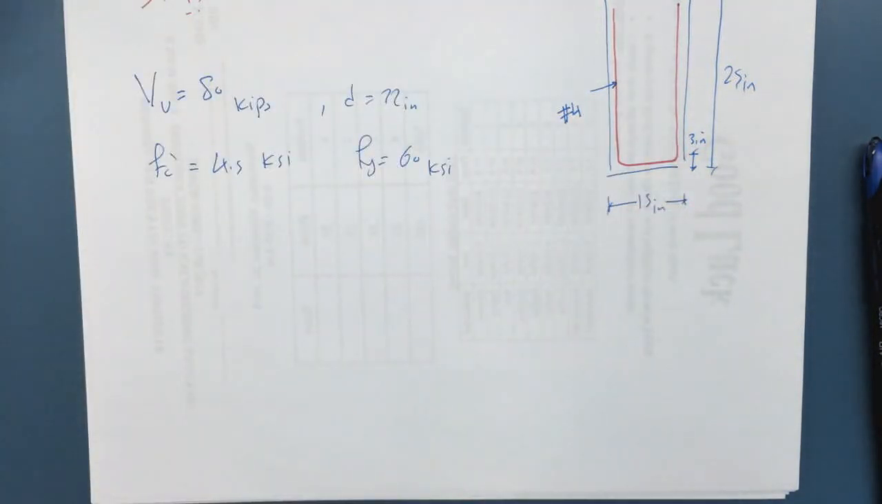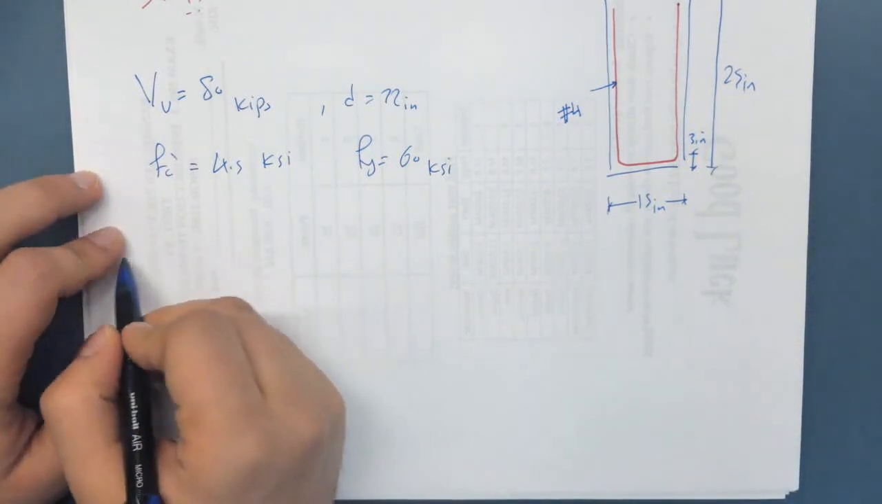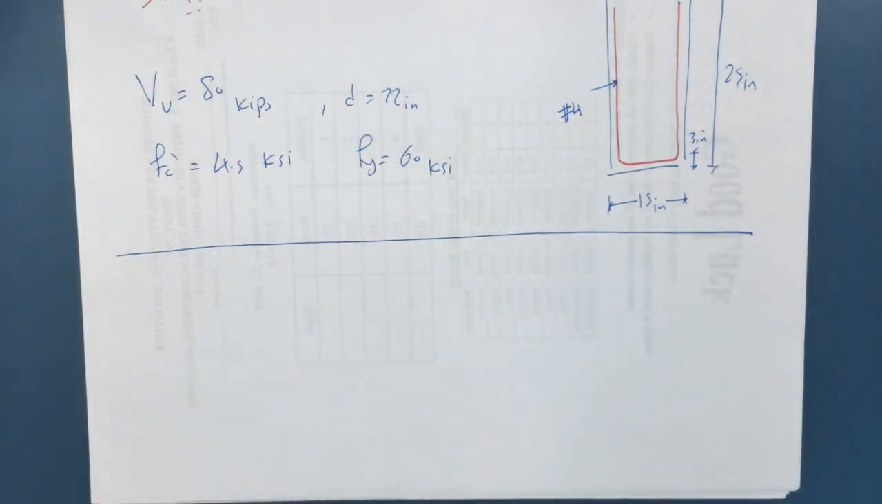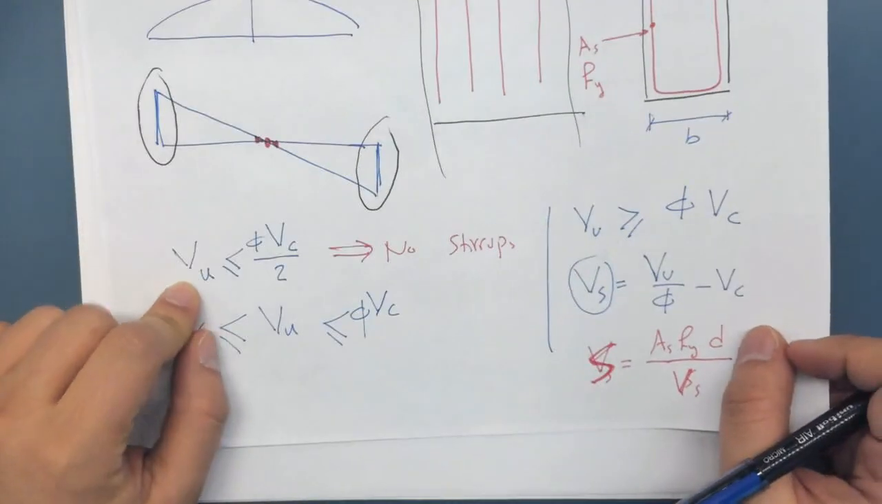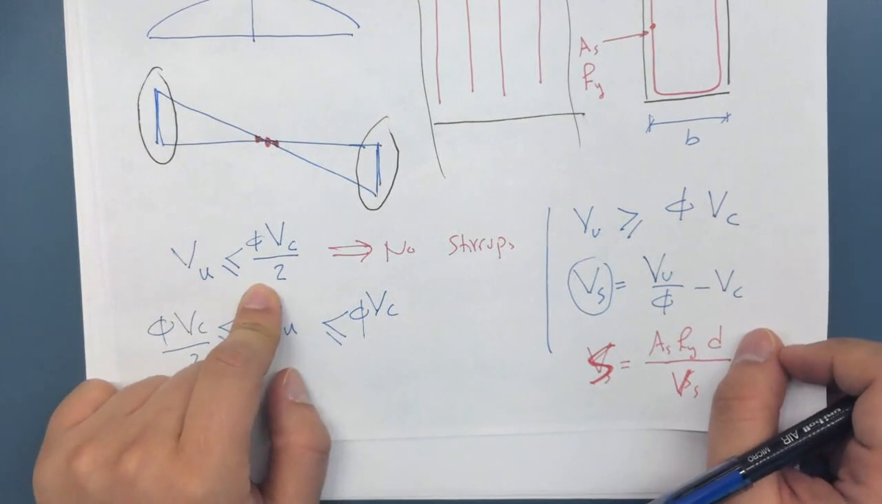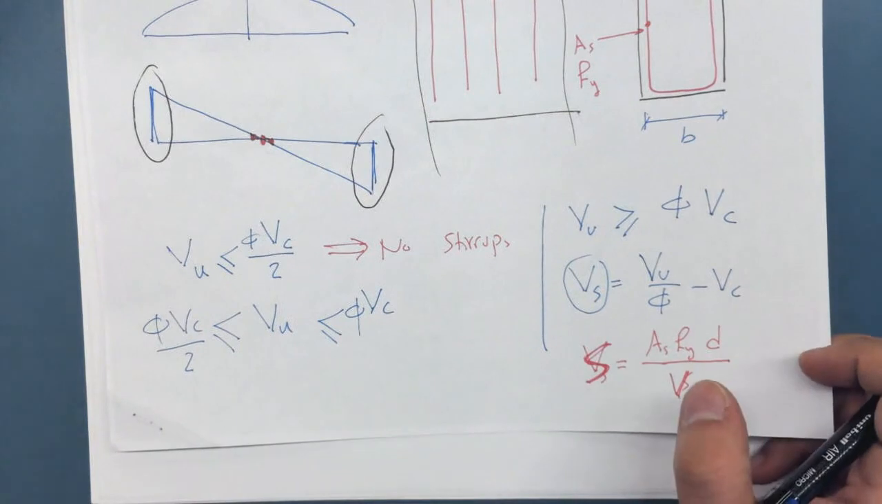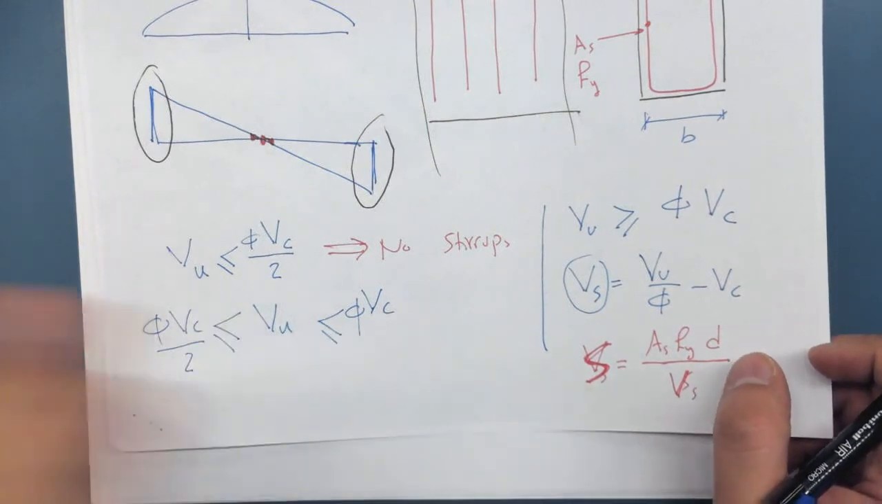Okay? So we look at this problem. We recall the following, that if we know that the ultimate is less than half of phi Vc, over 2, then we don't need stirrups. Well, the problem is giving you stirrup spacing, but let's be hopeful.